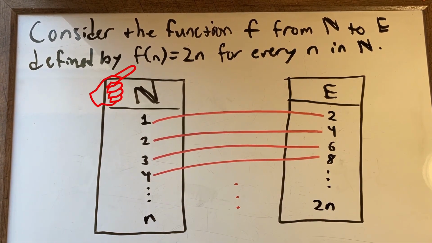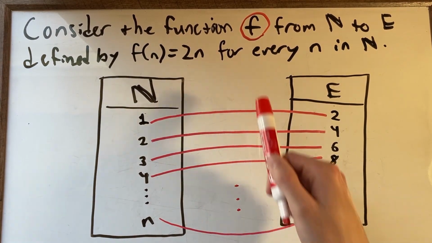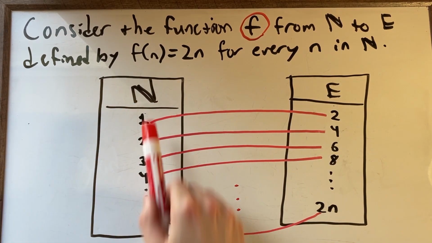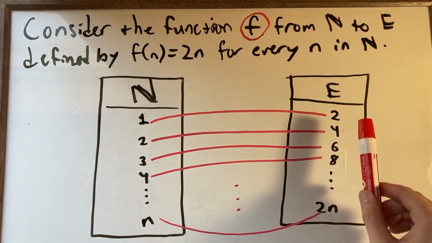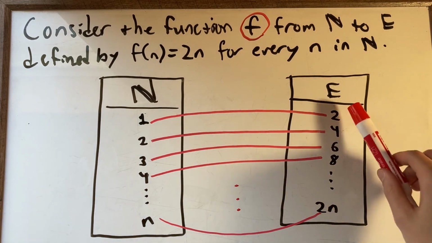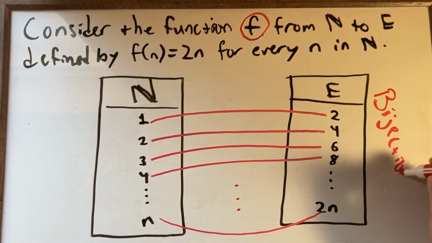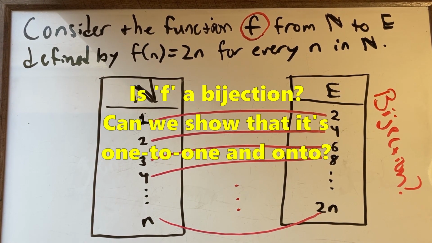So consider the function f from N to E, defined by f(n) = 2n, that means just 2 times n, for every n in the natural numbers. So we're creating a function that takes inputs from the natural numbers, 1, 2, 3, 4, general input is the letter n, and it doubles it, forcing it to be an even number, so our outputs are all even numbers, 2, 4, 6, 8. So like f(1) is 2, f(2) is 4, f(3) is 6, and in general, f(n), for any natural number n, is 2 times n, which is in the even numbers. So now we just need to show, is f a bijection? Which means, can we show that it's one-to-one and onto? So that's what we're going to do next.